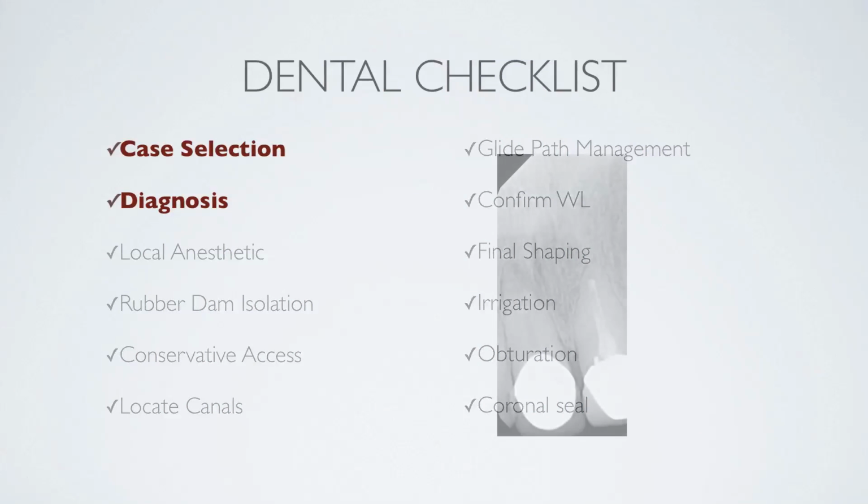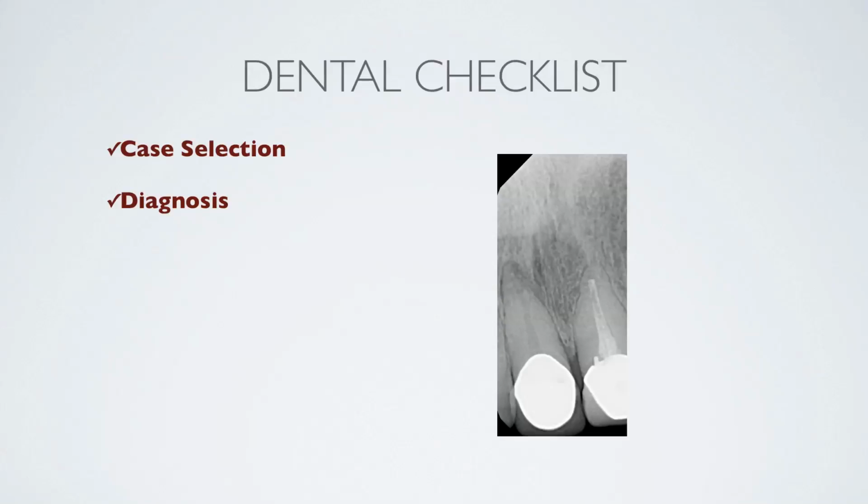Before we decide to take on this case, we should make sure that it can be performed in our office safely, thoroughly, and efficiently. As we can see in this case, the main canal either furcates or has a large lateral canal approximately 3/4 of the way to the apex.